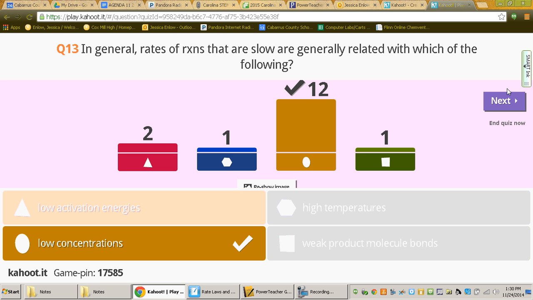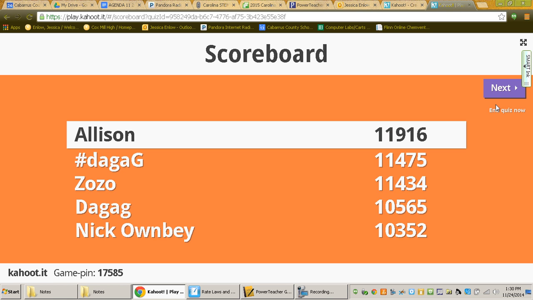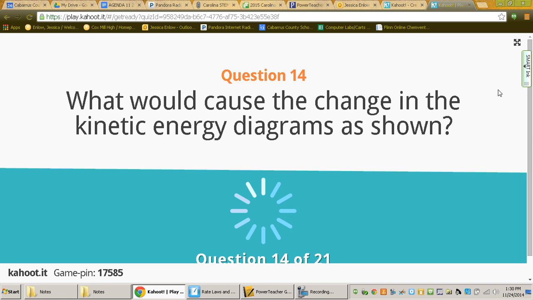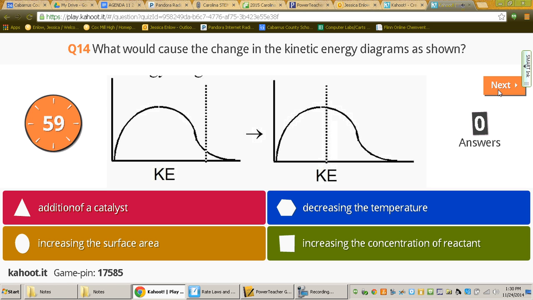Okay, so this one makes sense because low concentrations mean a low number of collisions, so a lower rate of reaction. All these other ones would yield a higher rate of reaction. Yes? Okay. Allison, what would cause a change in the kinetic energy diagrams as shown?